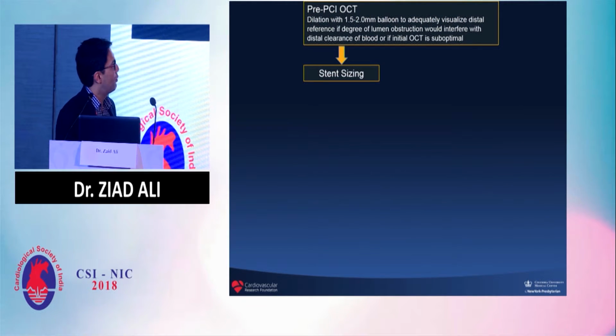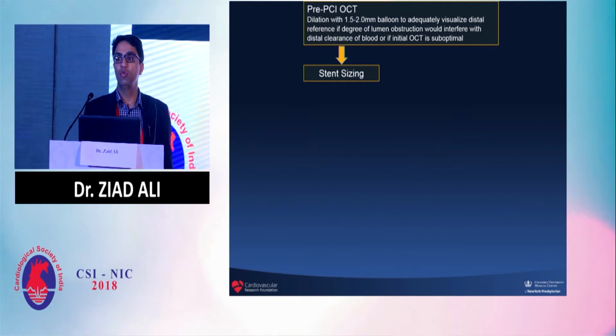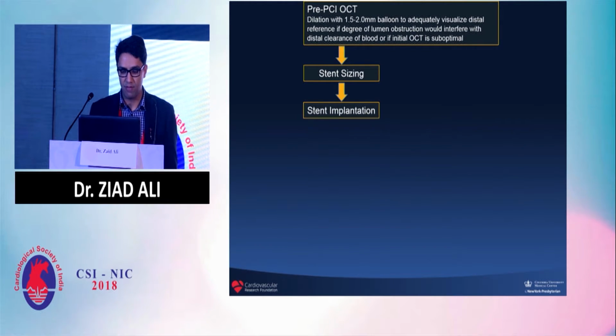So here's an example. Pre-PCI, we dilate with a 1.5 or 2.0 balloon to adequately visualize the distal reference if there's a luminal obstruction. One way to do this cost effectively is to predetermine what post-dilation balloon you are likely to use. So you can actually use your post-dilation balloon and inflate it to 1 or 2 atmospheres simply to make space for the OCT catheter. The stent sizing was described on the previous film.